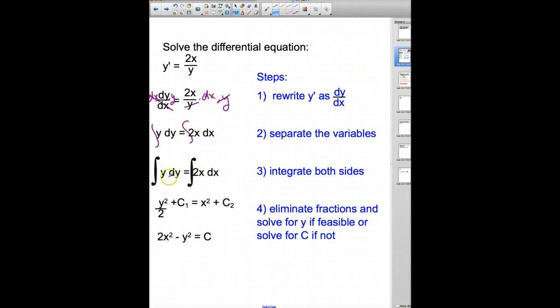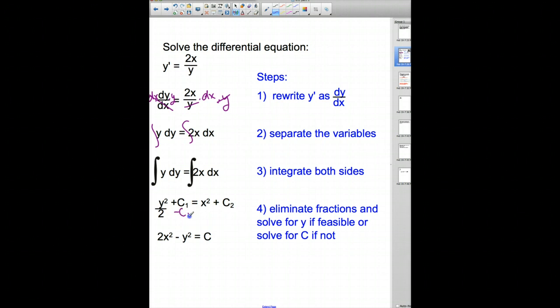So to integrate y, you add 1 to the exponent, divide by the new exponent. That's our y squared over 2. And that gives us y squared over 2 plus a constant. We'll call this constant number 1. On the right side, we add 1 to the exponent, which becomes 2, and then divide by the new exponent. So then we're going to be multiplying by 2 and dividing by 2, so that those 2's will cancel out and we'll just have x squared plus another constant. We'll call this constant number 2.